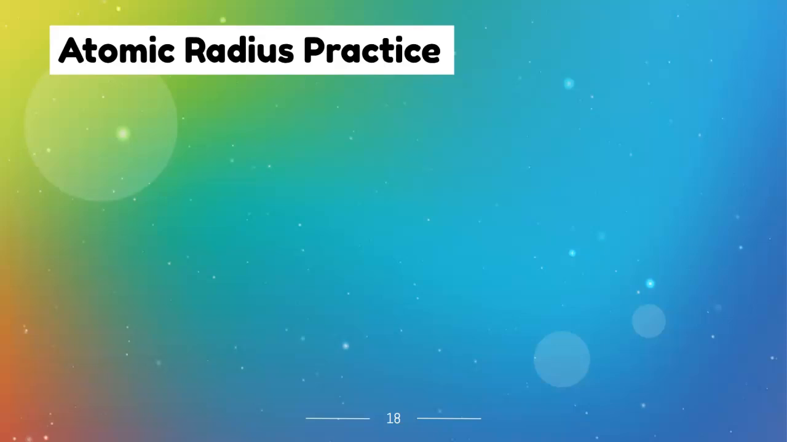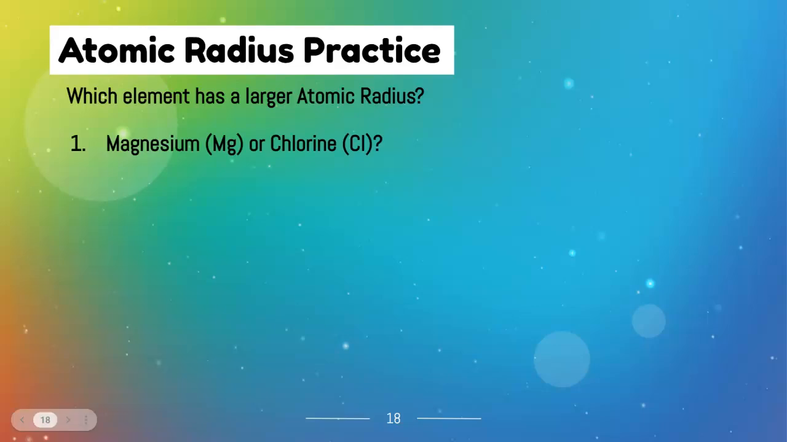Let's do some atomic radius practice. So I'm going to ask you some questions. I want you to pause the video and answer before I show you the answer. Based on the arrows for atomic radius, which of these elements have a larger atomic radius? Magnesium or chlorine?